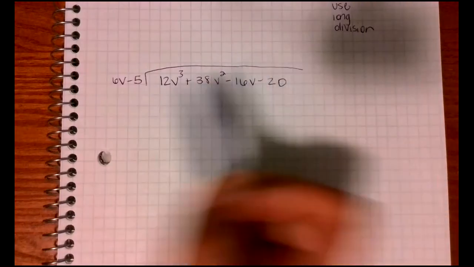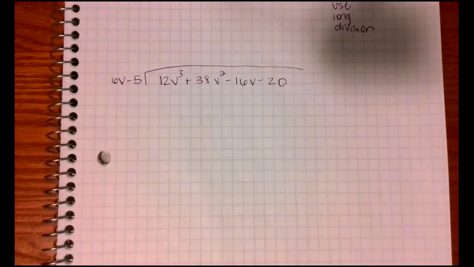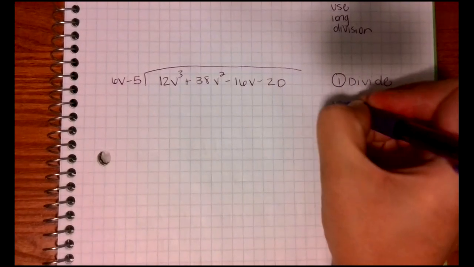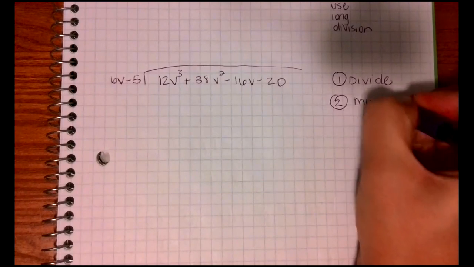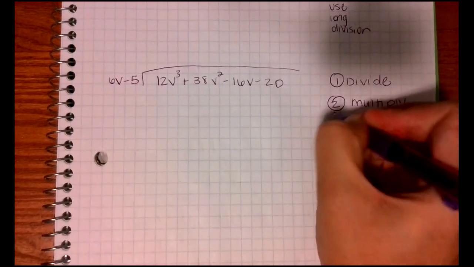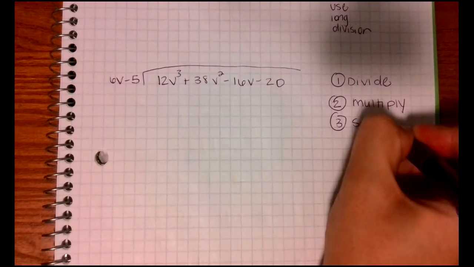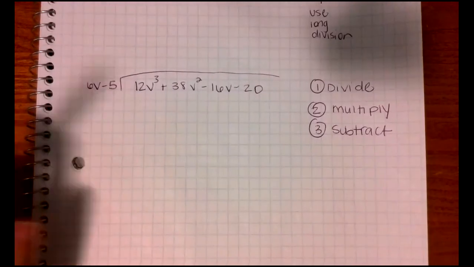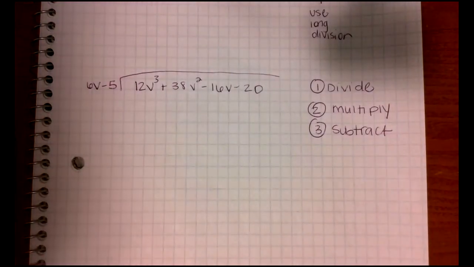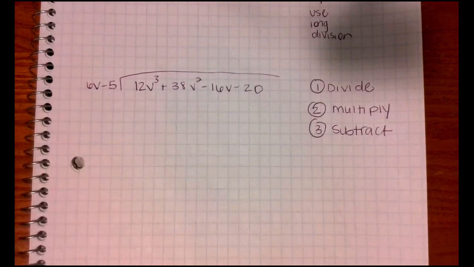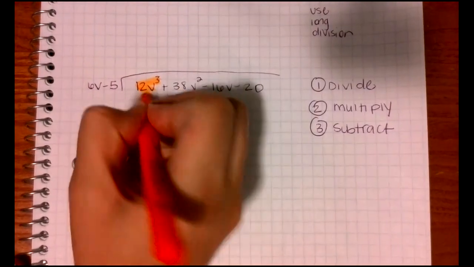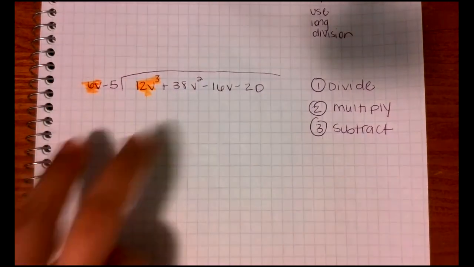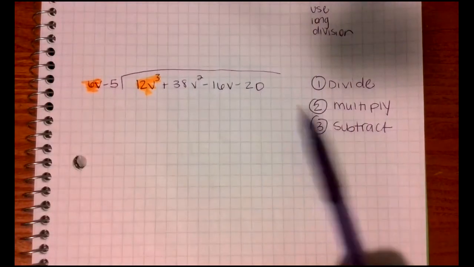Now, when you go through long division, you repeat a pattern, and that pattern is you divide, you multiply, and then you subtract. And then you just keep repeating this pattern. When we say divide, the only thing you actually divide is the first term of the dividend by the first term of the divisor.